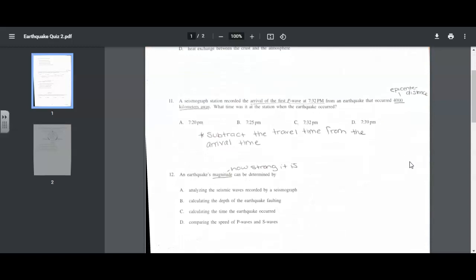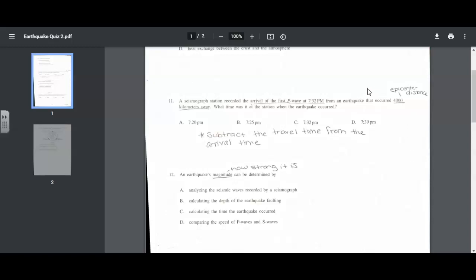Number 11. A seismograph station recorded the arrival of the first P wave at 7:32 p.m. from an earthquake that occurred 4,000 kilometers away. What time was it at the station where the earthquake occurred, or when the earthquake occurred?